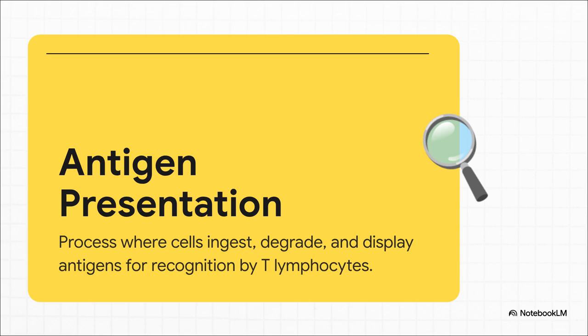What an APC does is it first ingests a foreign entity, like a bacterium. Inside the cell, that antigen is partially degraded, chopped up into small peptide fragments. These fragments are then loaded onto special display molecules, and that whole complex is moved to the APC's outer membrane, where it's put on display. It is this presentation of that specific peptide fragment that can be recognized by the receptor on a CD4 T helper cell. That recognition event is the essential first step that activates the T helper cell, allowing it to then go on and orchestrate the entire adaptive immune response.